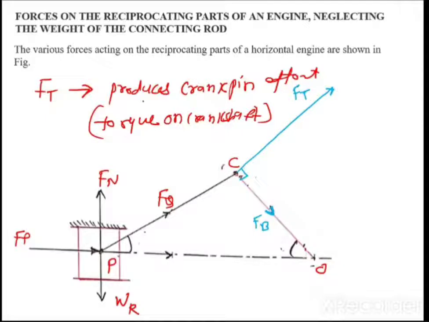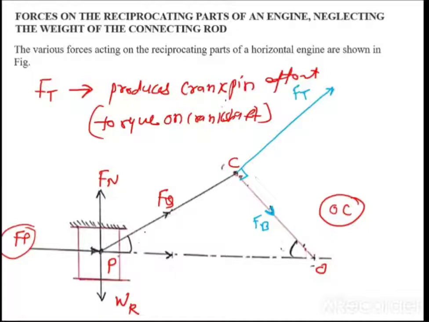Have you understood, guys? I am trying to explain the force analysis. There are a number of forces acting on the IC engine, and as an analysis engineer, you have to understand it. As I said, Fp is a net force acting along the stroke line. Fn is a side thrust. Wr is the weight of the reciprocating parts. Then Fq is a force acting along the connecting rod. This Fq is again resolved into two forces. One is Ft, a tangential force, or a force perpendicular to this crank OC. Because of this Ft, it produces a torque on the crankshaft, which is also called a crank pin effort.